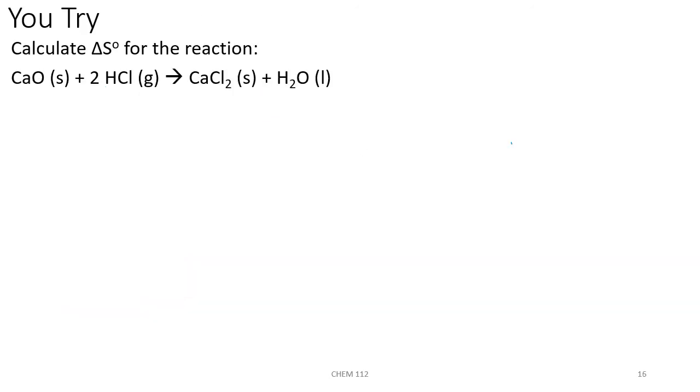Let's try another example. Calculate delta S for the reaction: solid calcium oxide plus 2 moles of HCl gas forming solid calcium chloride plus 1 mole of liquid water. To calculate our change in entropy for this reaction, we're going to take the sum of our products minus the sum of our reactants, multiplying by the moles from the balanced equation. So our products are the calcium chloride and the liquid water. We're going to have 1 times our standard molar entropy for calcium chloride plus 1 mole times our standard molar entropy for water, making sure that we're using the liquid value.